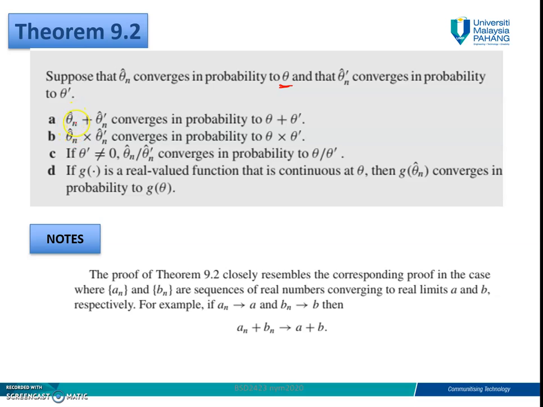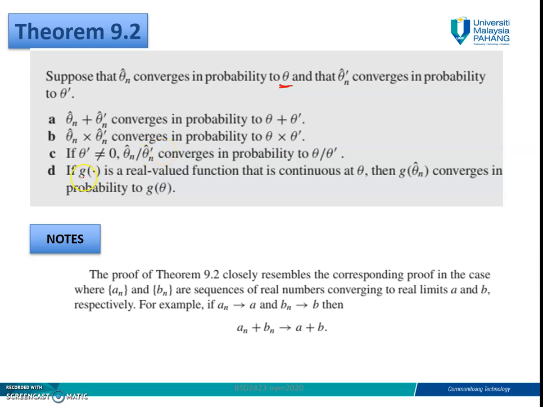So A, if we have theta hat n plus theta hat prime n, it will converge to theta plus theta prime. And then if we have theta hat n times theta hat prime n, this one will converge to theta times theta prime. If theta prime is not equal to 0, theta hat n over theta hat prime n will converge to theta over theta prime. So in this case, the denominator is not equal to 0.